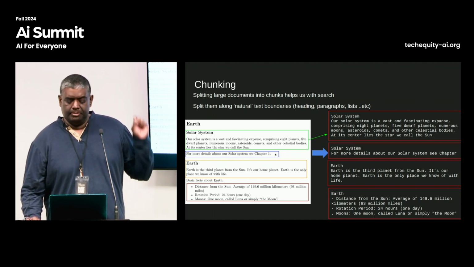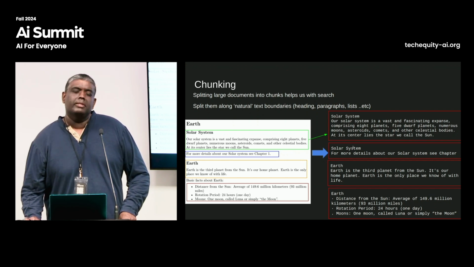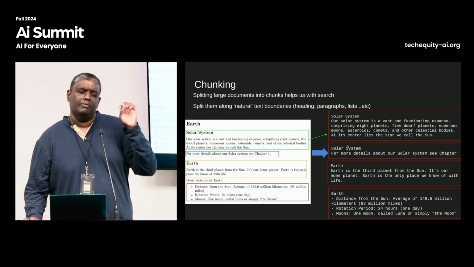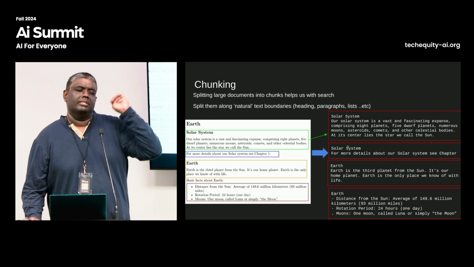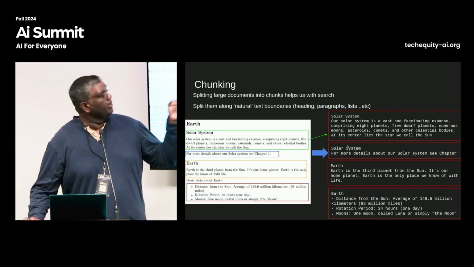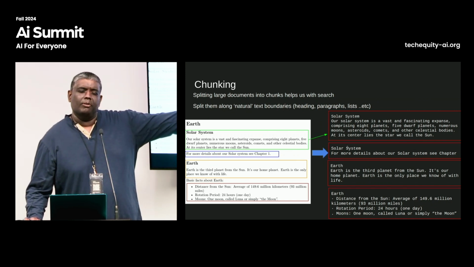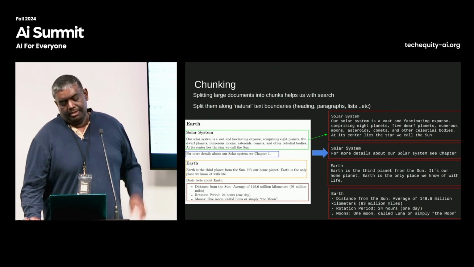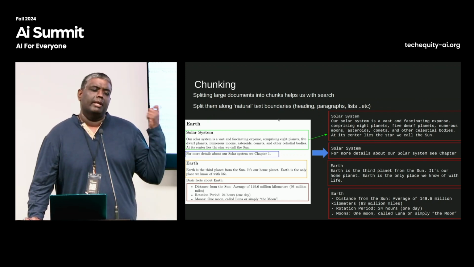It's doing paragraph-wise chunking, but you can see it's also keeping the title. So it knows the context. It's not just extracting paragraph by paragraph, it's also trying to keep the context. That's important, because when you query, you want to know where this paragraph came from. Oh, it's part of the solar system heading. So it's keeping that as well. This chunking is what we call natural text boundaries.